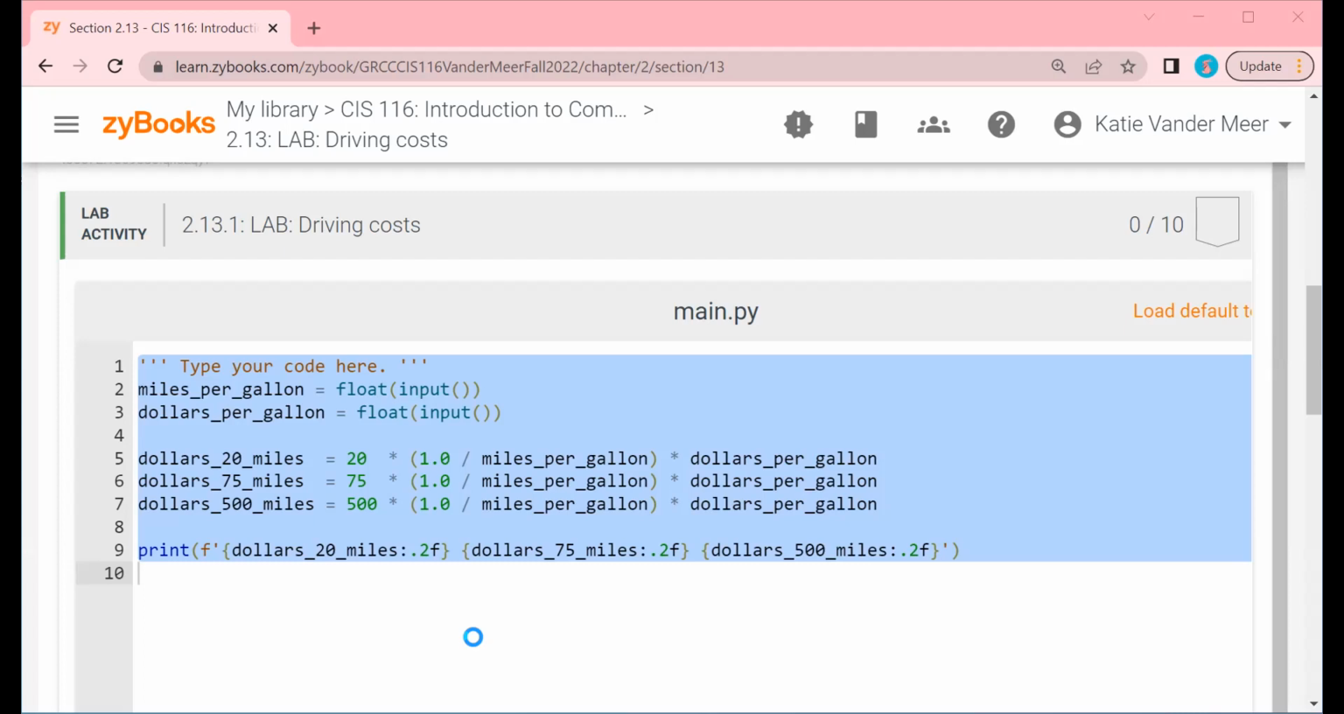Please create a new file. Click run. Ah, I got it. Woo! Okay, I read the instructions. Let me share.